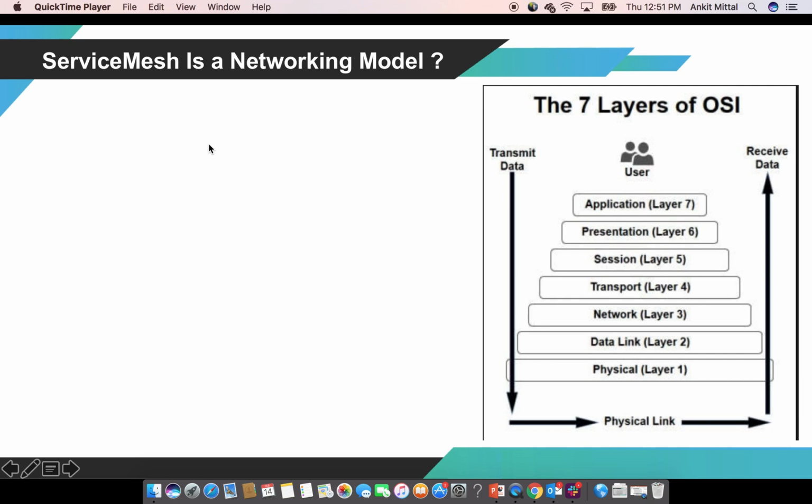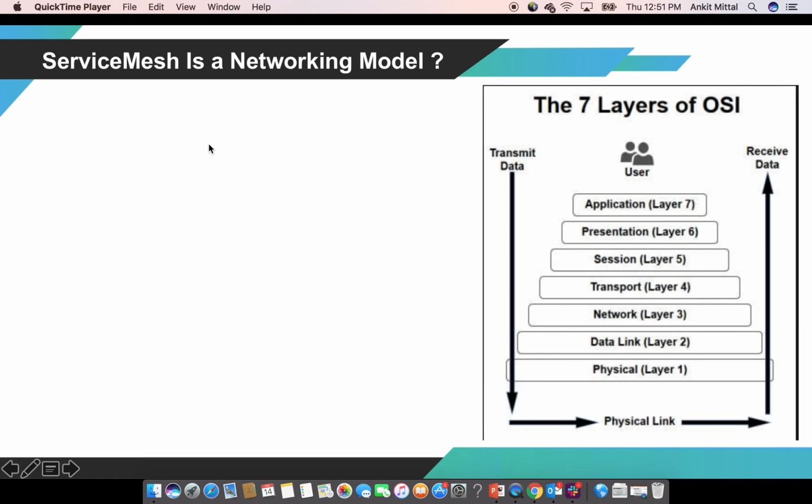So today we are going to cover the second part of the service mesh. Earlier we discussed what service mesh actually is, and how it can be useful in your infrastructure. Then we also discussed some of the offerings, the different products for the service mesh offered by different companies. Today we are going to try to understand the networking model behind the service mesh.